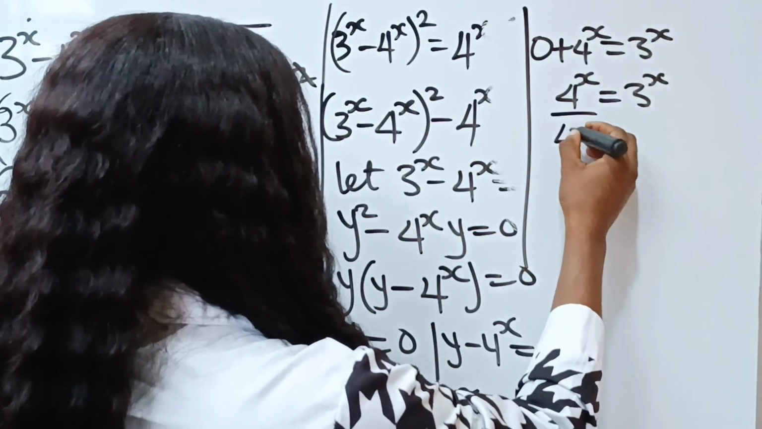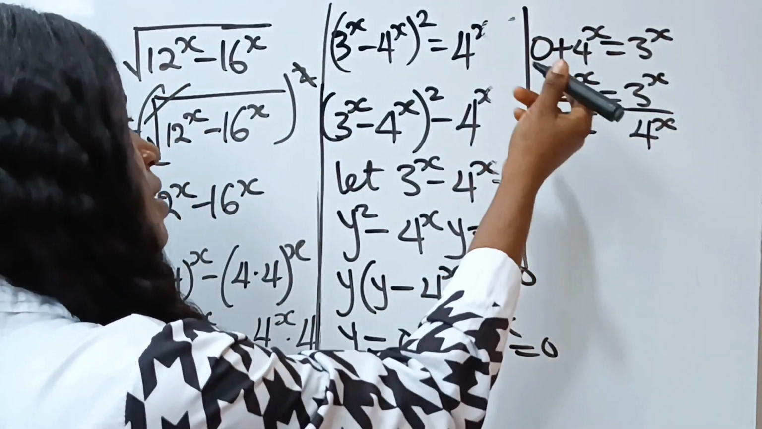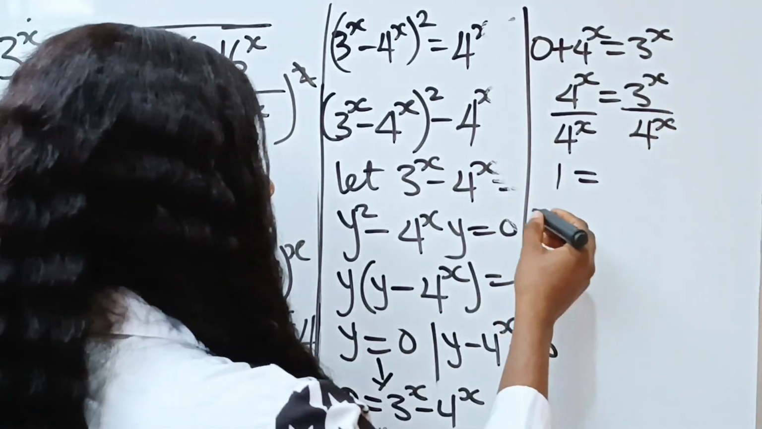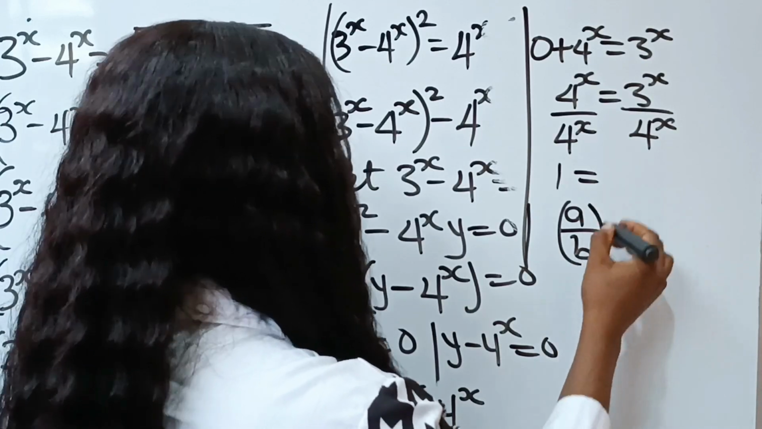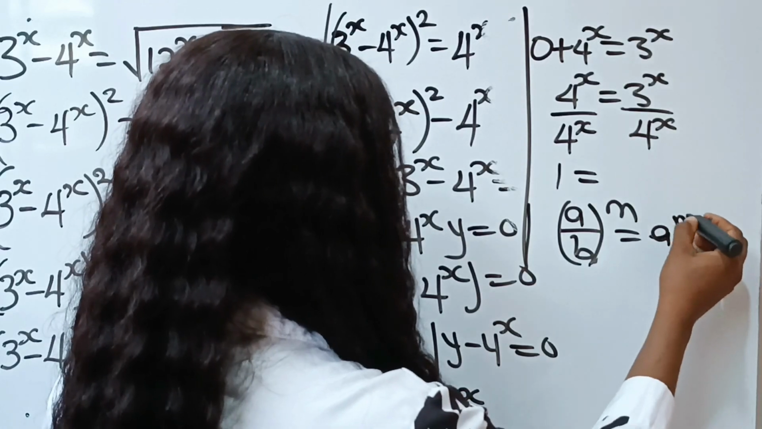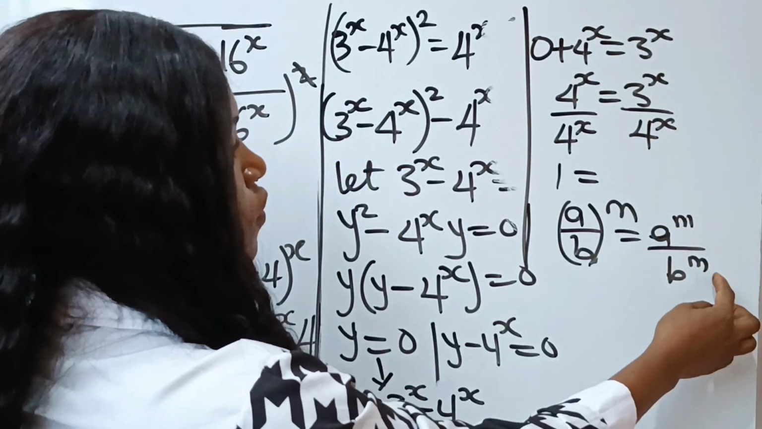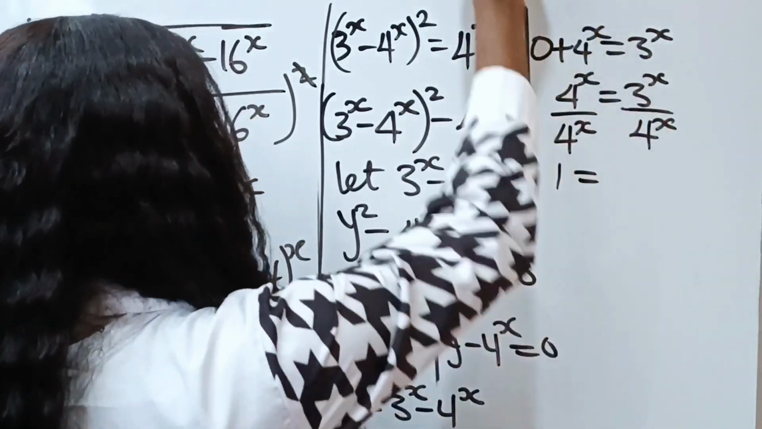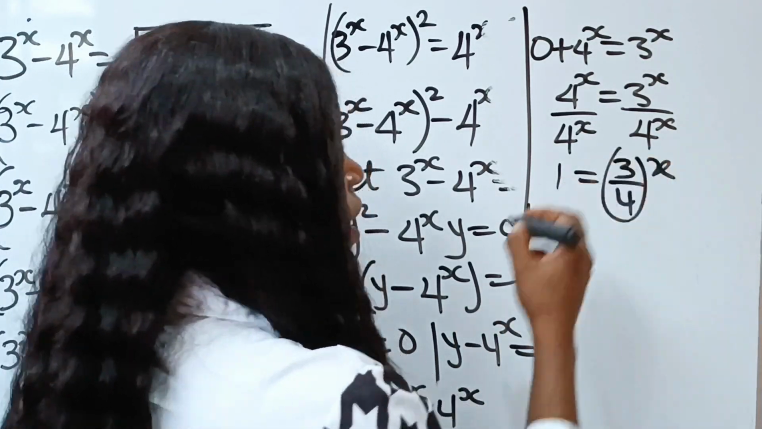Now let's divide both sides of this equation by 4 to the power of x. Now we can see that we have 1 is equal to... when you have, for example, a over b raised to the power of m, let's put it this way first, this is equal to a to the power of m divided by b to the power of m. So this is already in this form. Let's take it to this form. So that means that we can actually write this as 3 over 4 raised to the power of x.